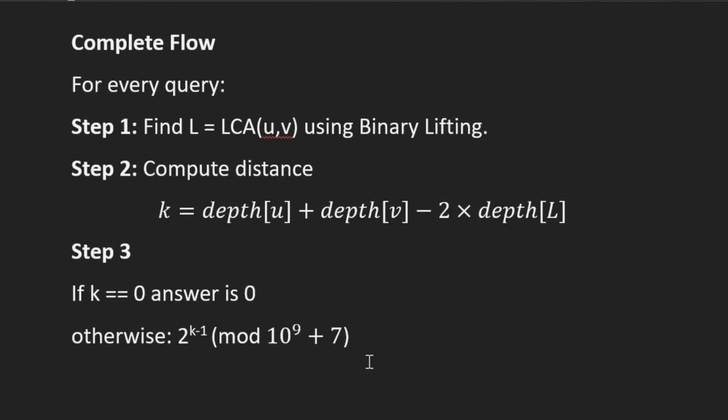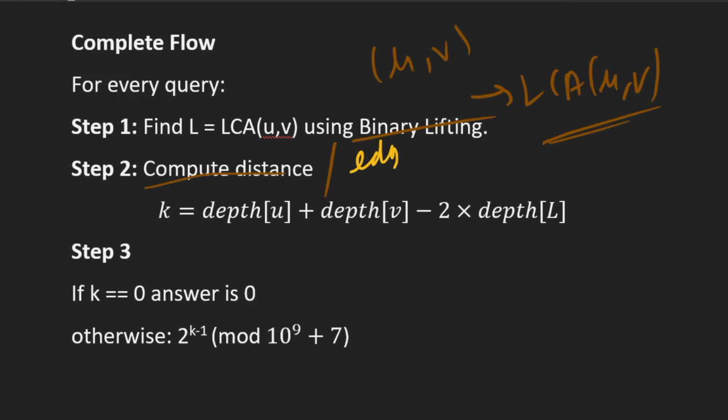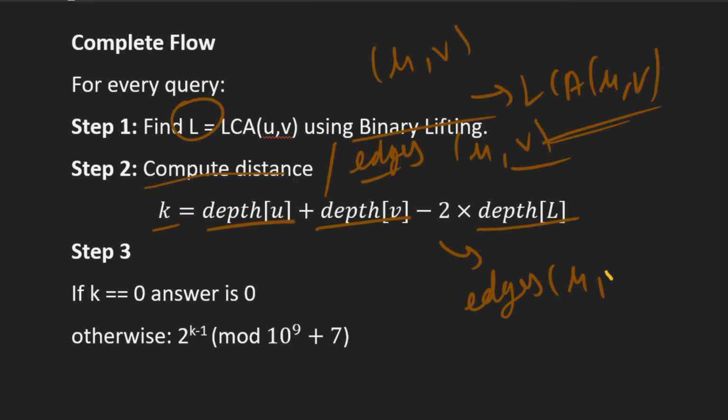If you see the complete flow, for each query u comma v, the first thing that we need to do is find the lowest common ancestor of u and v using binary lifting. Then we find the number of edges between the nodes u and v. The number of edges k is equal to depth of u plus depth of v minus 2 into depth of the lowest common ancestor. This will give the number of edges between u and v. If the number of edges is equal to 0, then our answer is 0. That means the same node.